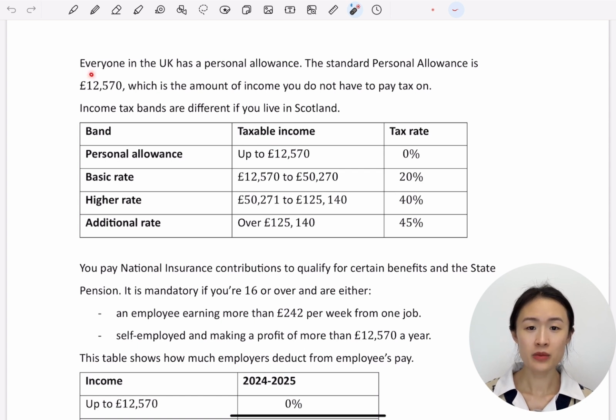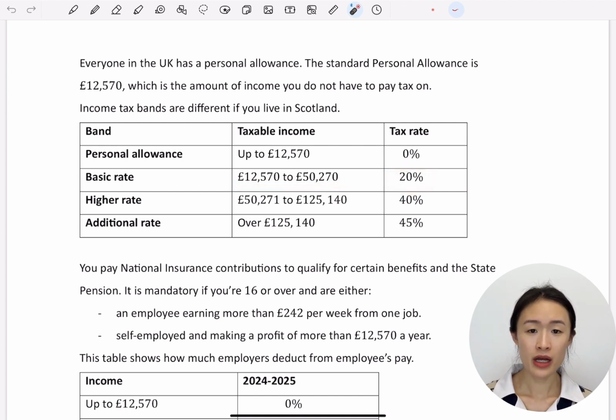That means if your income is below 12,570, you don't need to pay any tax. If your income is above this number, then you will need to pay income tax depending on how much you earn. This table here helps us to see how different bands work. The basic rate means that if you take away the personal allowance, the next 37,700 you will need to pay 20% income tax.